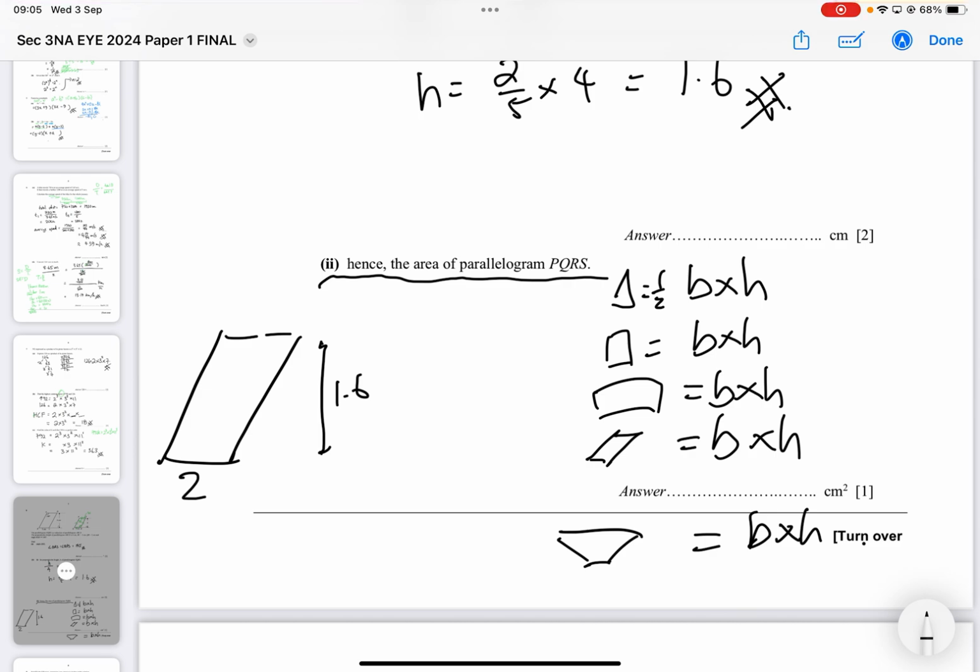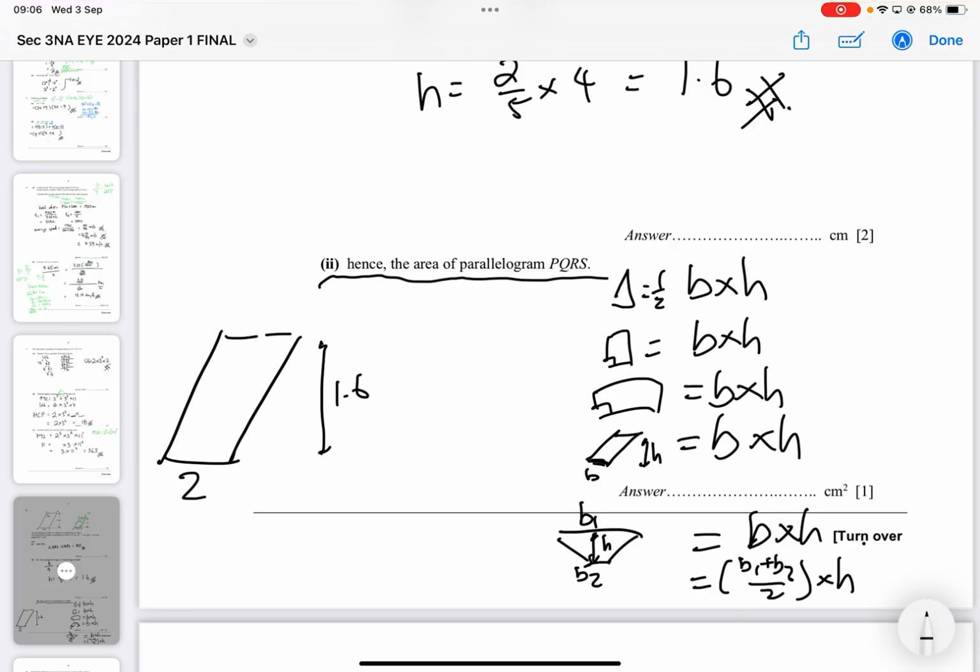Your base and your height must be 90 degrees apart. So your parallelogram also, you must use the height and the base. Then your trapezium, it must be the distance between here. This is your height. Just that you have two different bases. So you find base 1 plus base 2 divided by 2 times height. It is the average of the two different bases. So all your area is base times height. Base and height 90 degrees apart.